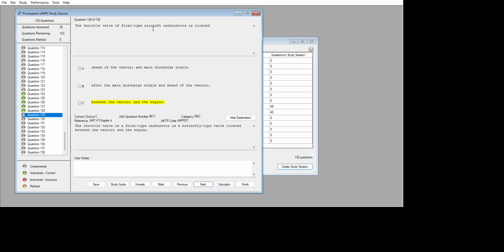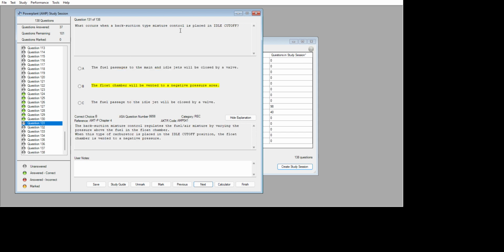The throttle valve of a float-type aircraft carburetor is located between the venturi and the engine. If the float-type carburetor becomes flooded, the condition is most likely caused by a leaking needle valve and seat assembly.